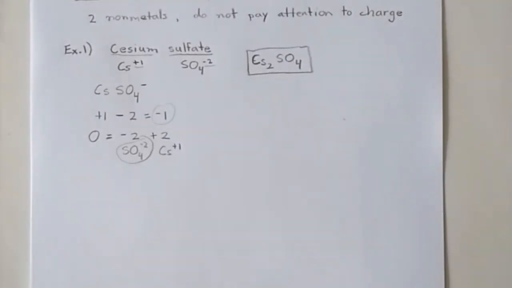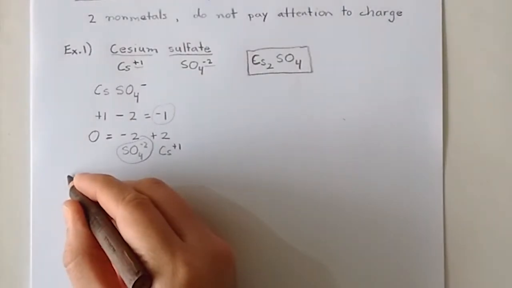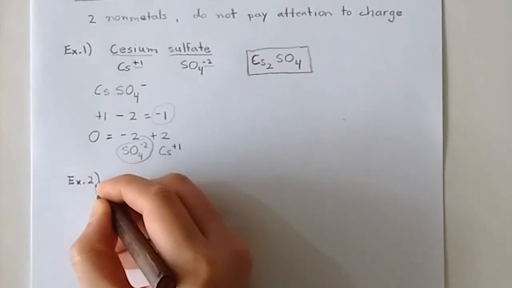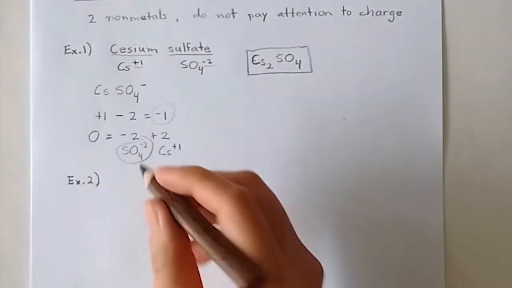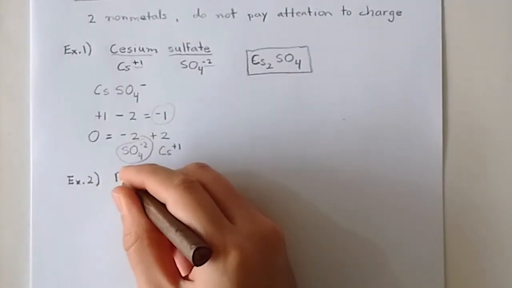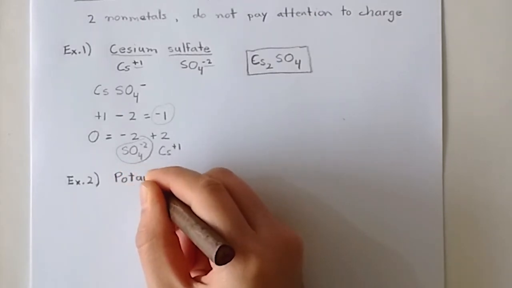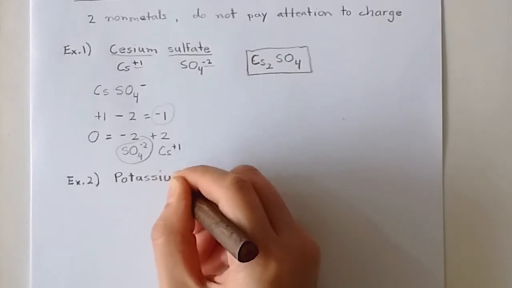Alright, let's do another example. Find the chemical formula for potassium chloride.